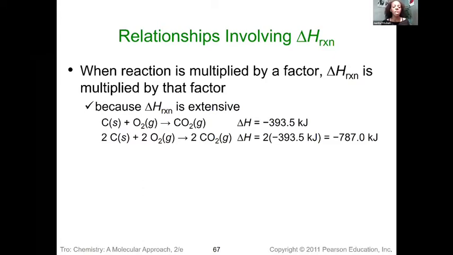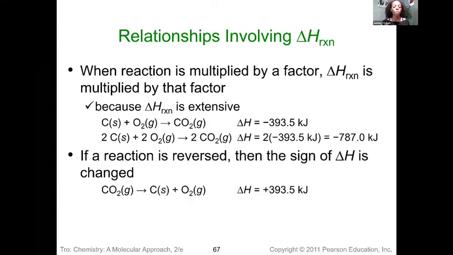For instance, if we know that we have an enthalpy of negative 393.5 kilojoules for the synthesis reaction of carbon dioxide, and we were to double the amount of each of the reactants and therefore double the amount of product, then the enthalpy itself would also have to be doubled. For accounting purposes, we would multiply that enthalpy value by 2 to adjust it accordingly.